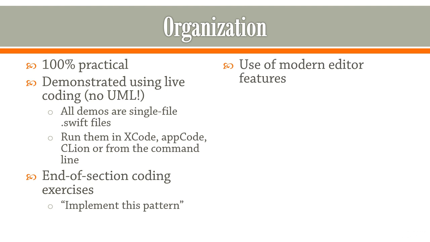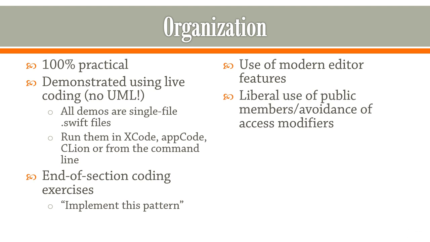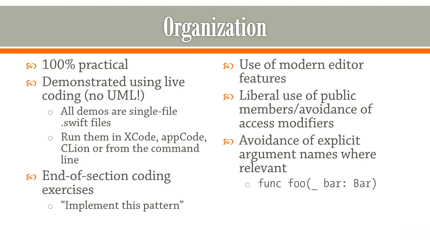In addition, I'm going to be using whatever modern editor features are available to me, so if you see me using things like code completion or code generation, that is going to be completely normal. In addition, I'm going to be using public members and avoid access modifiers when I can, simply to save some space and to save you some time. And finally, I'm going to avoid explicit argument names where relevant, so you're going to see a lot of underscores all over the place. And once again, this is because I'm trying to save you some time in actually typing things.